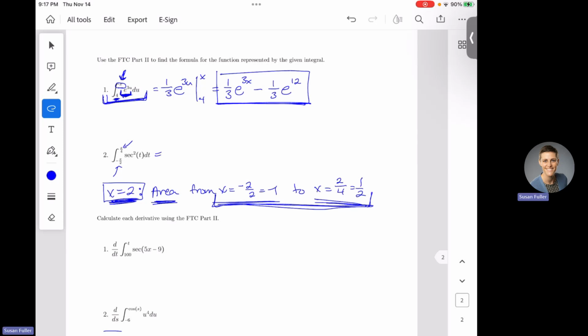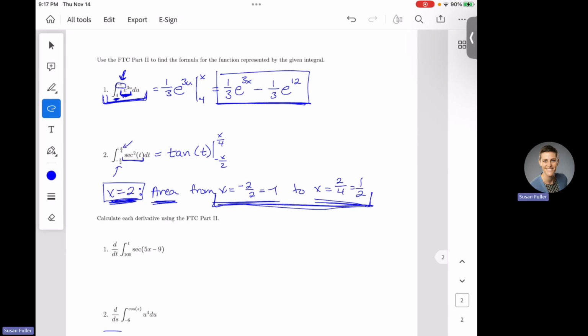So to find that area function, I'm going to evaluate this definite integral just like normal. We're not going to overthink it. We're going to do the integral. The antiderivative of secant squared of t. What function has a derivative of secant squared? Yep, it's tangent. So this is going to be the tangent of t. That's my antiderivative. And I'm going to evaluate that from negative x over 2 to x over 4.